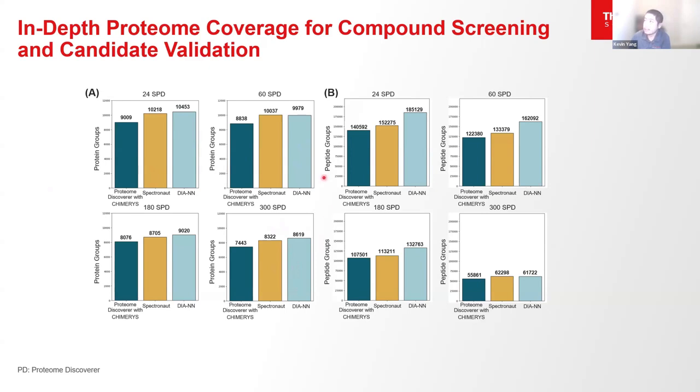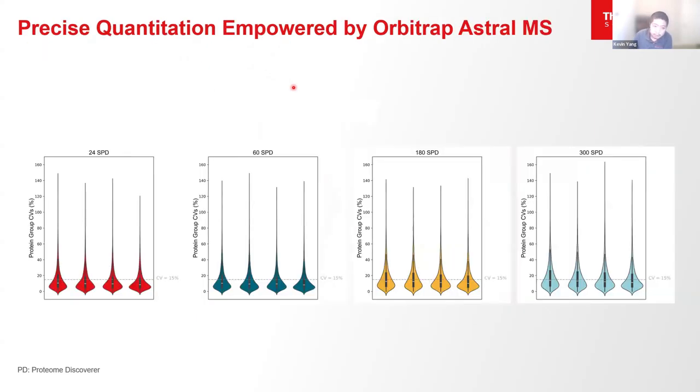Later on, if you need to do a validation, you can run 60 or 24 samples per day, and that gives you over 10,000 protein coverage. If you need to validate the on-target and off-target effects of your PROTAC compound, you need to quantify more proteins, so you can run a longer gradient for those filtered compounds from your initial screening. This is a violin plot showing the CV of different throughputs. All of them give you a CV less than 15%, highlighting the quantitation precision from the Orbitrap Astral mass spectrometer.